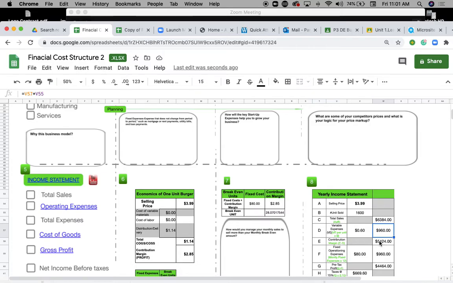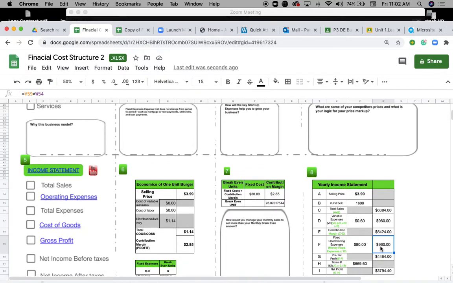Okay? But there's something else you've got to factor in. Monthly fixed expenses, which was $80. So 80 times what? This is a yearly spend. 80 times 12 will give you this amount. You subtract that from your contribution margin. Now you have a pre-tax balance of $4,464. Now, right here it tells you E minus F. E minus F gives you this amount.